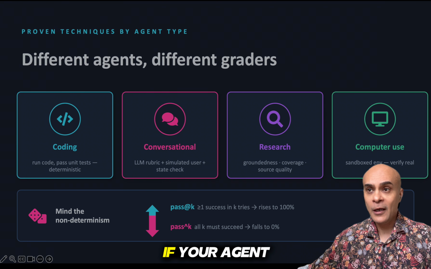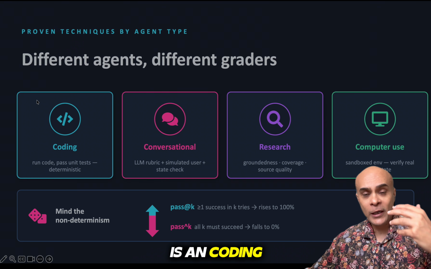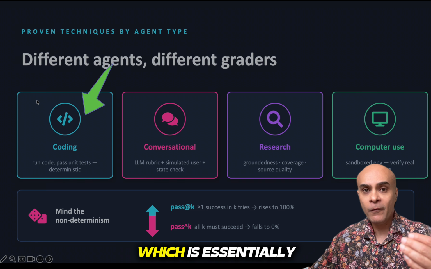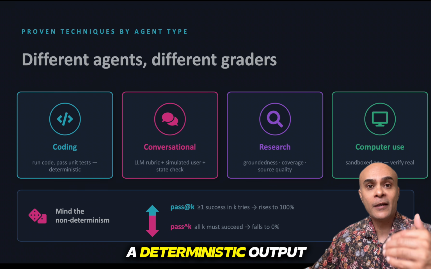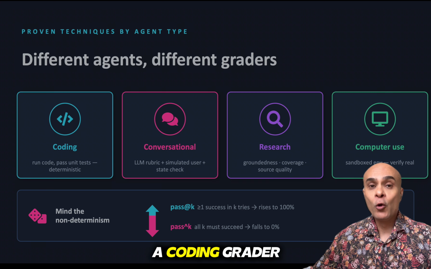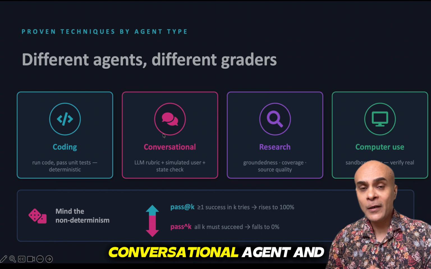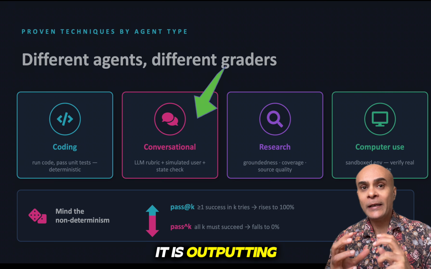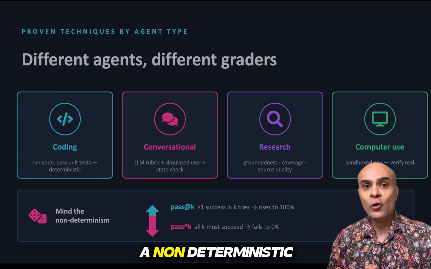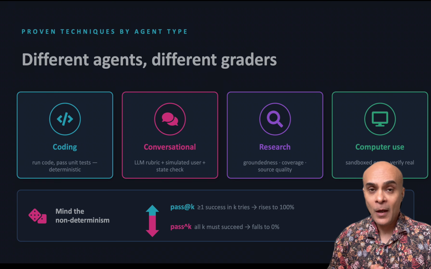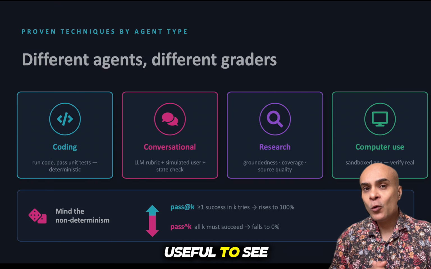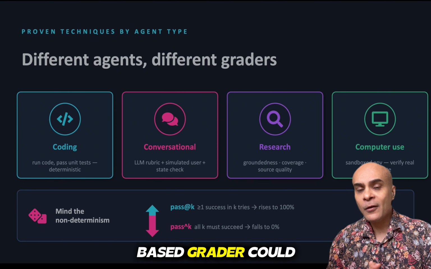So for example, if your agent is a coding agent, which is outputting code, which is essentially a deterministic output, in that case, a code-based grader could be sufficient. But if your agent is a conversational agent and it is outputting text, which is a non-deterministic output, in that case, a model-based grader could be useful.